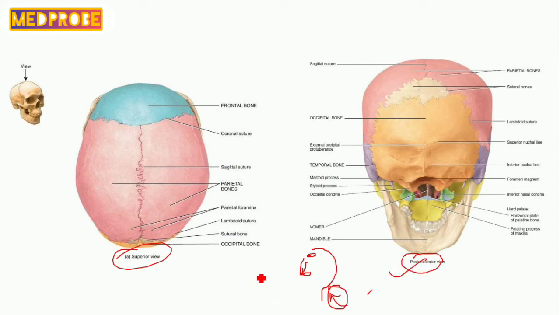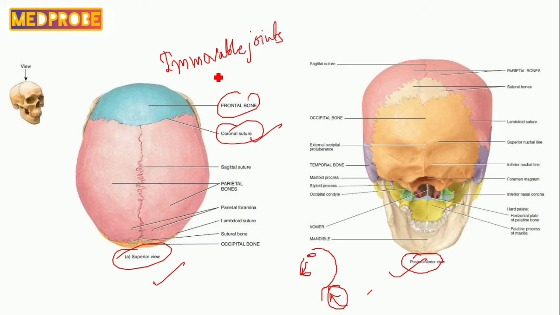Clear? So let's talk first about the superior view. Here you can see this is the frontal bone, and the coronal suture. So what are these sutures? These are the immovable joints present between cranial bones. These are known as sutures, and in Hindi you can call them टाँके, it is just like stitches, okay. Besides this, what is special about the coronal suture? What is it connecting? This is connecting the frontal bone with the parietal bone.